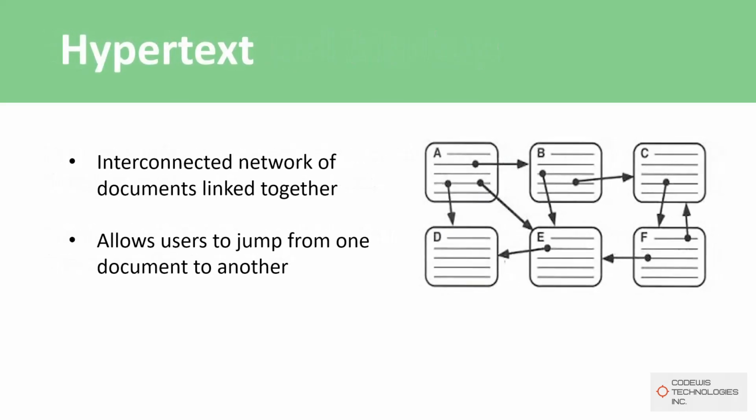So, hypertext is an interconnected network of documents linked together, and it allows users to jump from one document to another. In HTML, users can jump from one HTML document to another HTML document with the help of links.